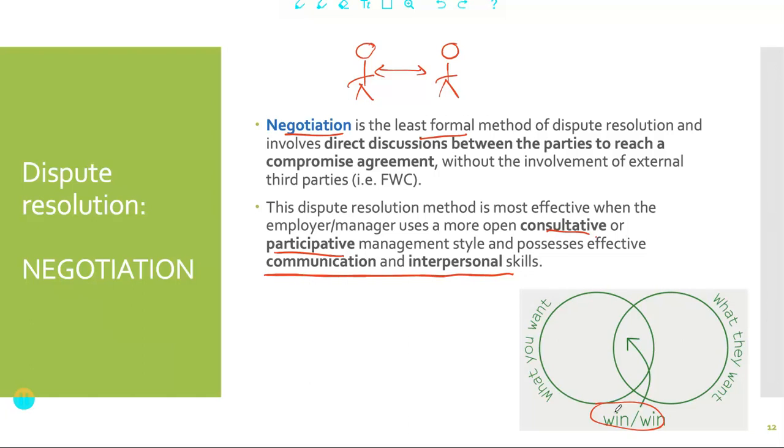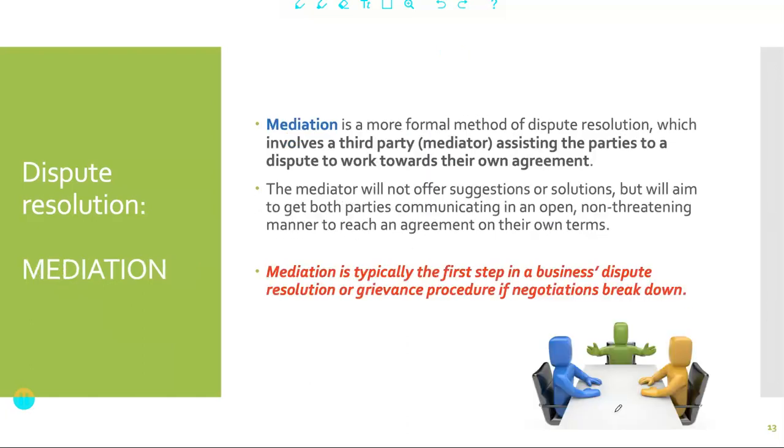Now, if that doesn't occur and there is no way to get a resolution, then we might move to mediation. This is a little bit more formal, although it still works internally and doesn't involve the Fair Work Commission, because it involves a third party, a mediator, to assist the parties to work together towards their own agreement. So in this case, we will have the employer, the employee, but also a mediator, who will facilitate. They will not give suggestions or solutions, but aim to get both parties communicating in an open and non-threatening way.